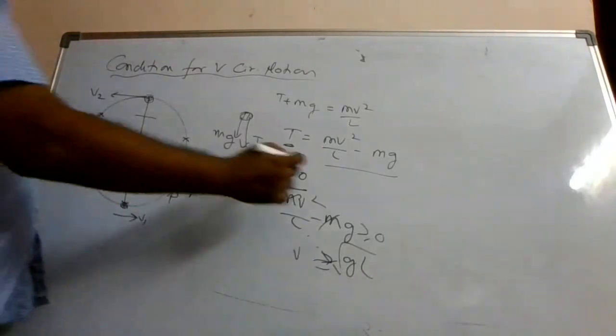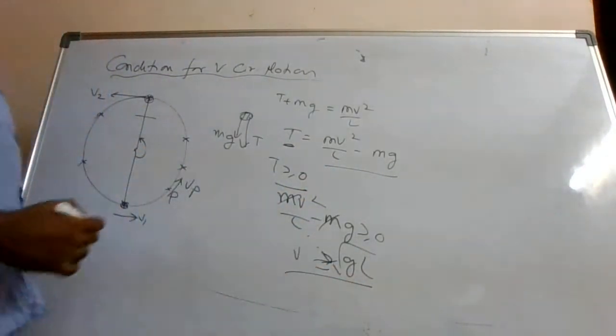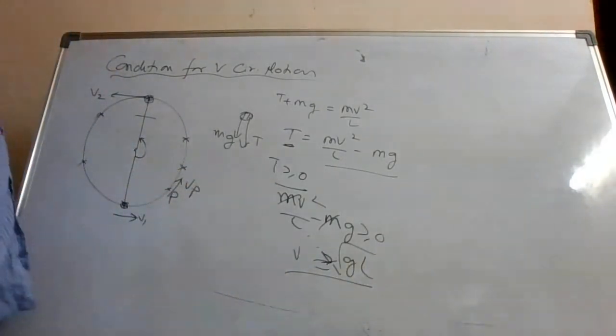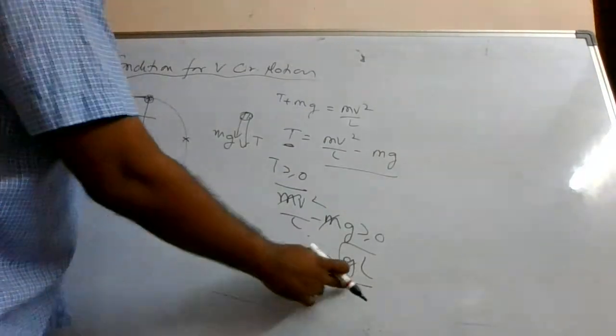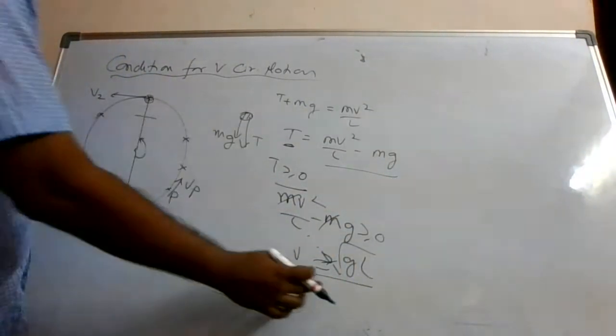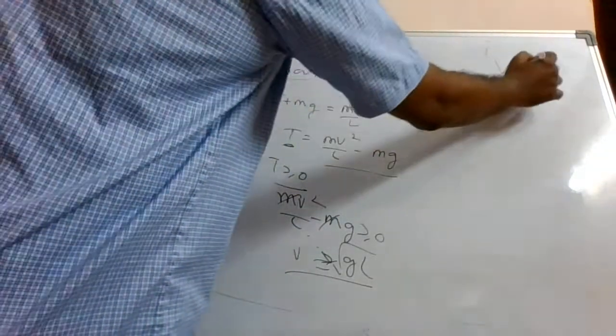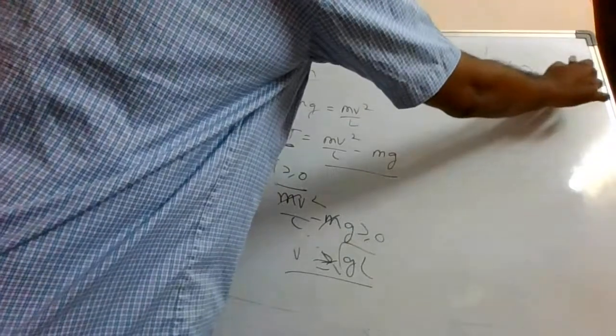So this is the condition. When the object is here, what is the velocity you are getting? V should be greater than or equal to root over gL. That means V can be more than root over gL when it is approaching this point. So what is the minimum speed here? The minimum speed here, if I say, V should be greater than or equal to 10 meters per second.